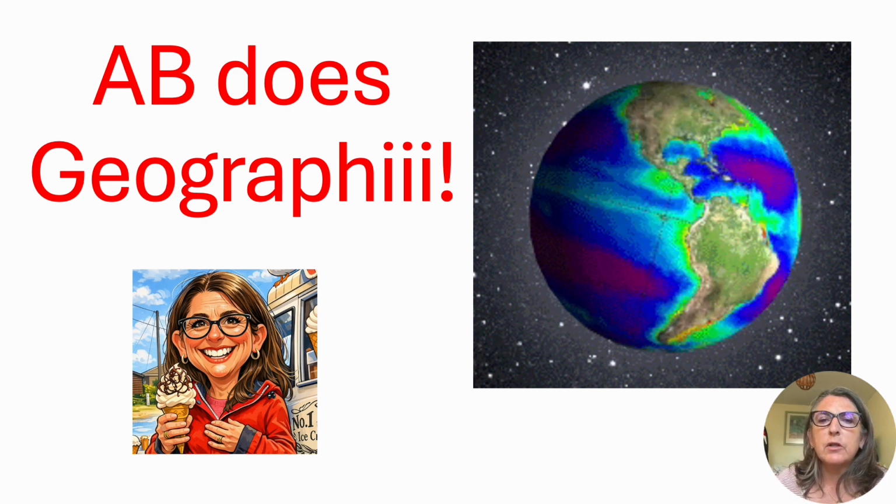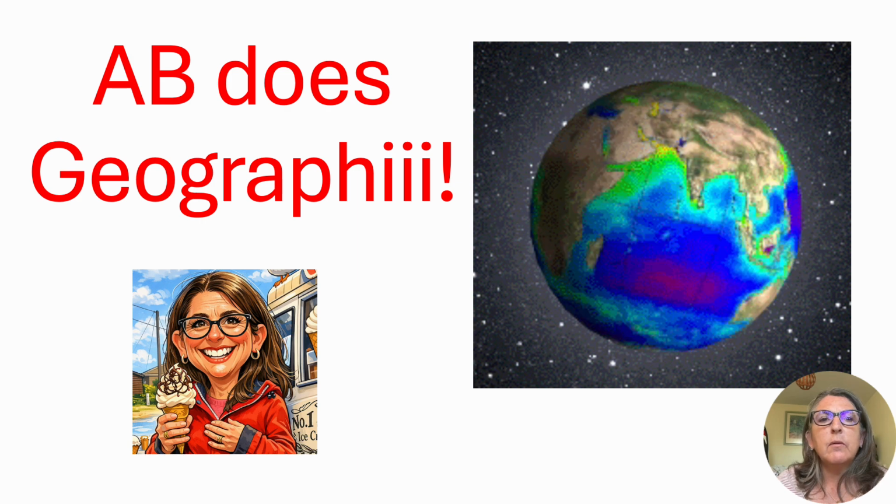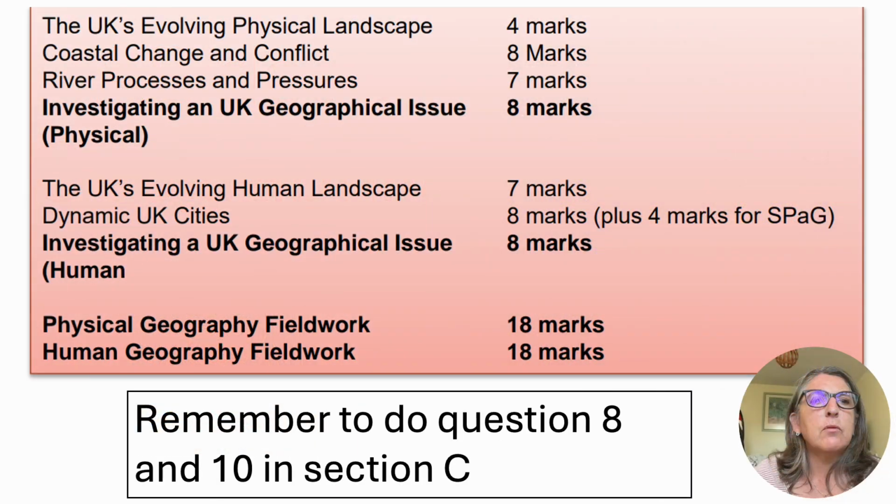So we've done the introduction already, so we've already thought about the UK's evolving landscape and the key concepts that are involved in that, and now we're going to look on and start working with coasts. So again, only 8 marks on coastal change and conflict. But just remember what you've learned so far about rock type. It's really, really important in helping to explain why the coastline looks the way it does.